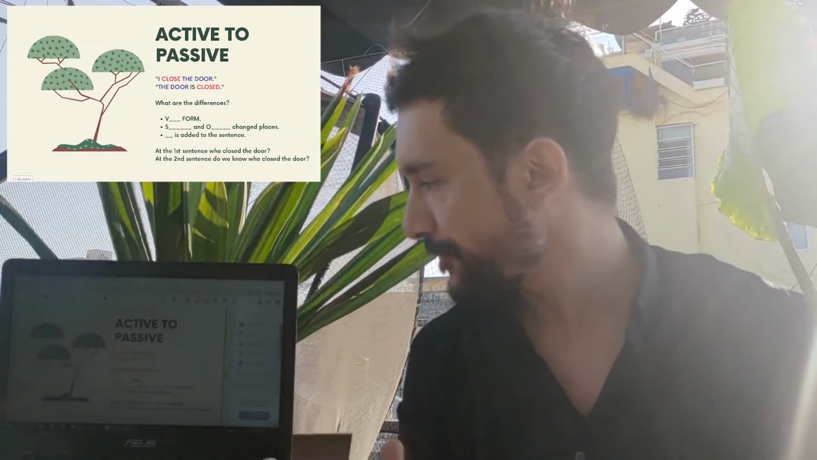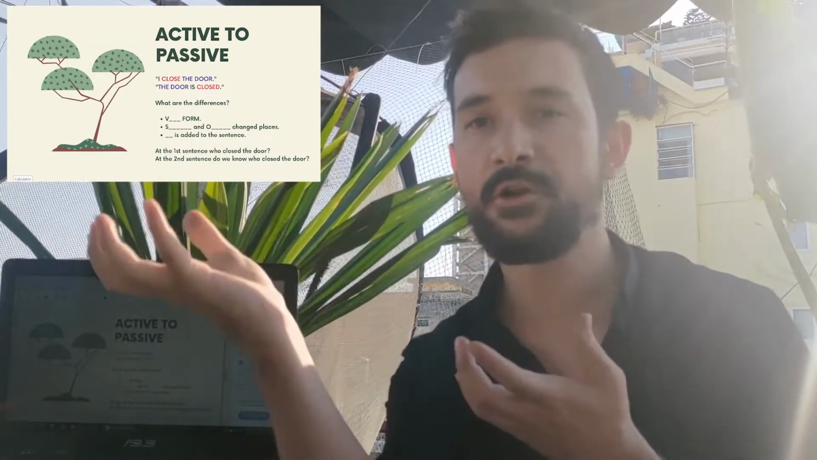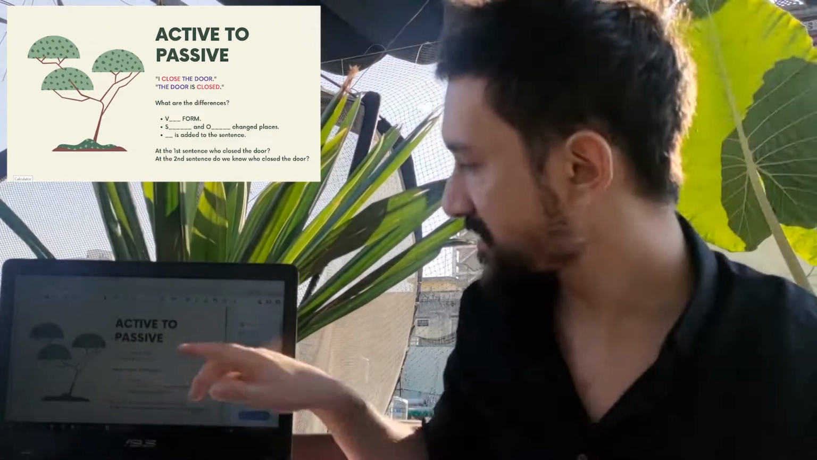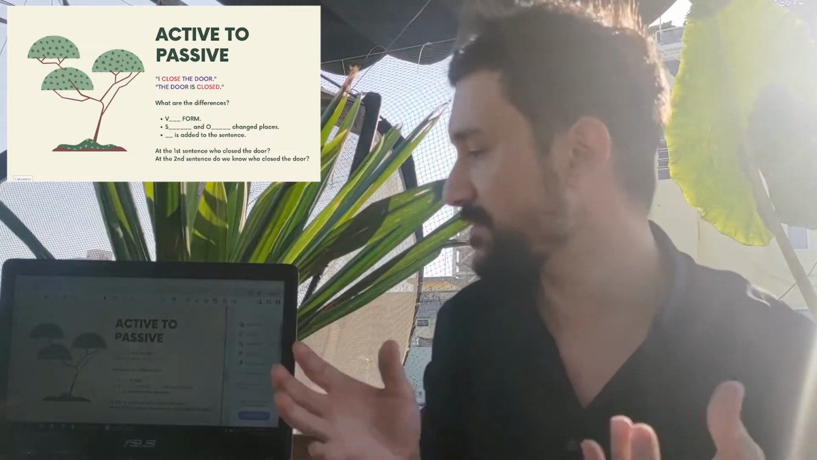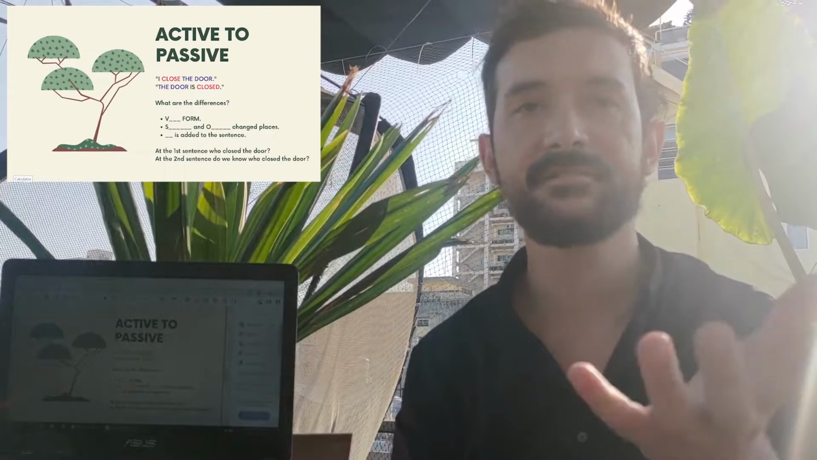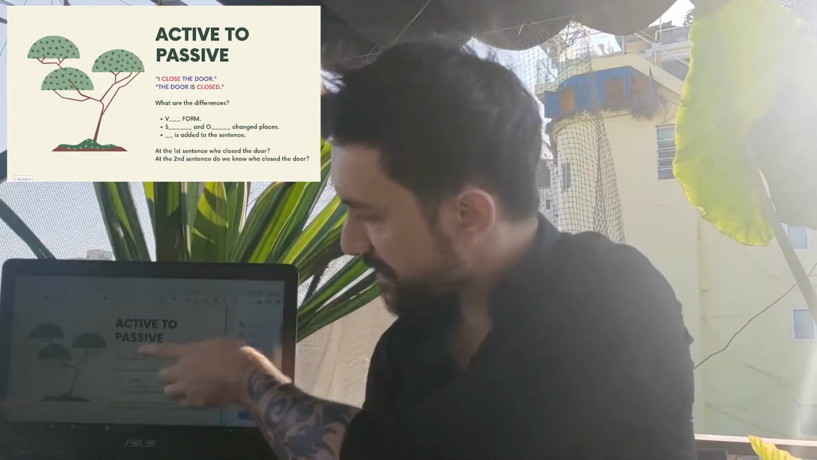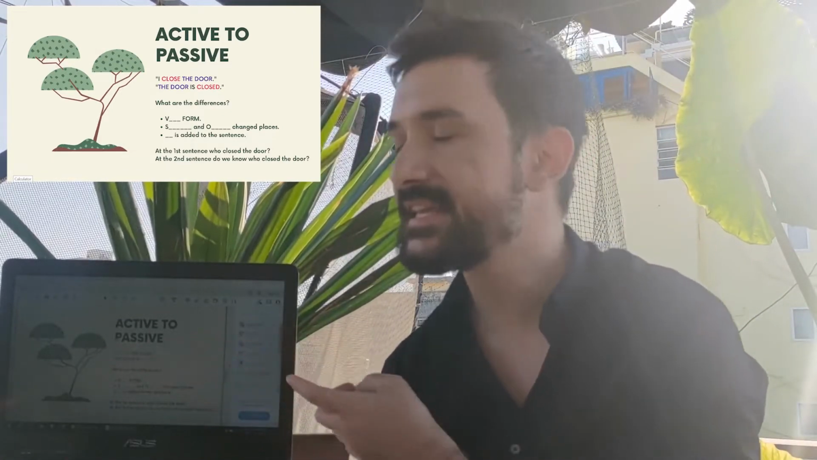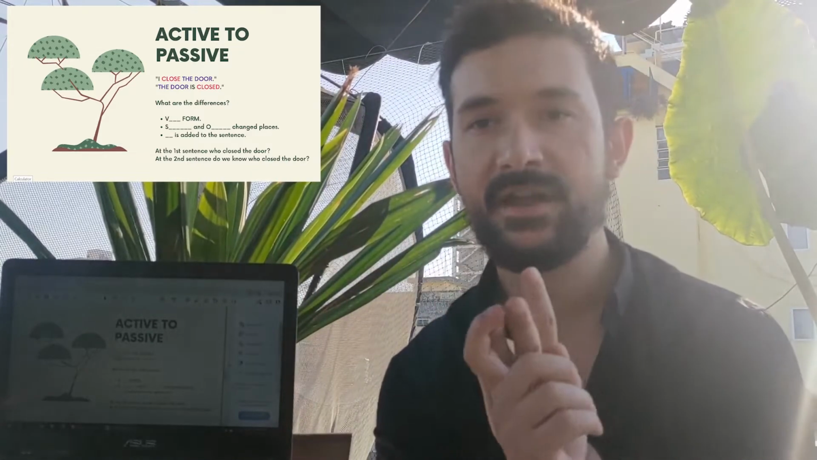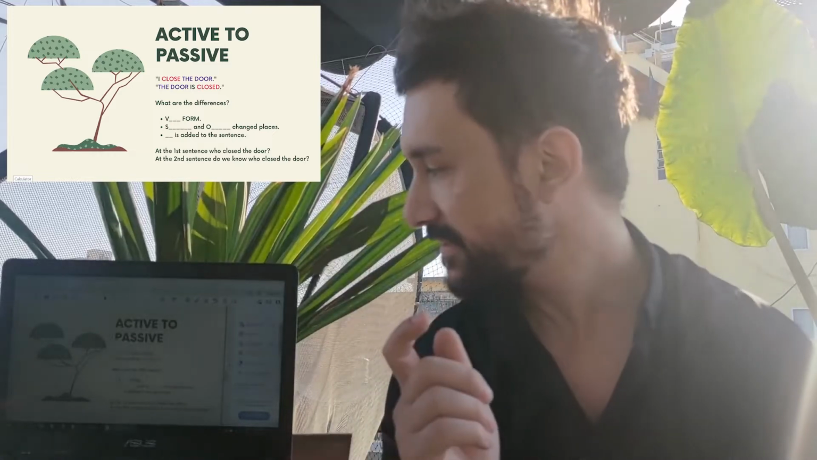Verb form. Very good. So verb form is different, right? Close, closed. And second one, what's this? And all changed places. What are they? Who can answer? Very good. Subject and object, right? Subject and object change places. And something is added to the sentence. What's that? What do you see on second sentence? Is. Very good, right? Is or are or am. So to be, right? To be is added to the sentence.